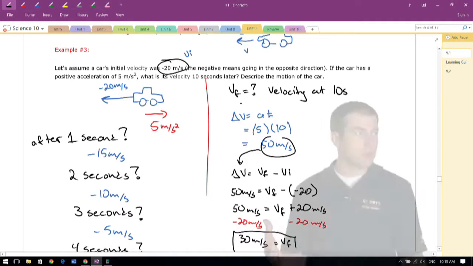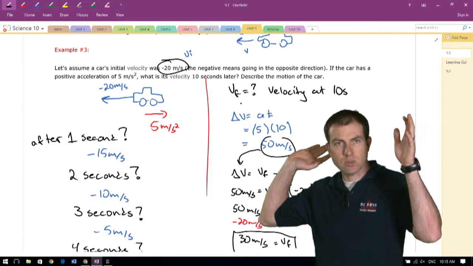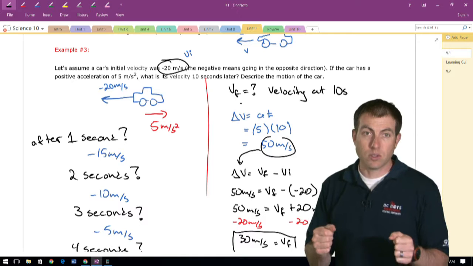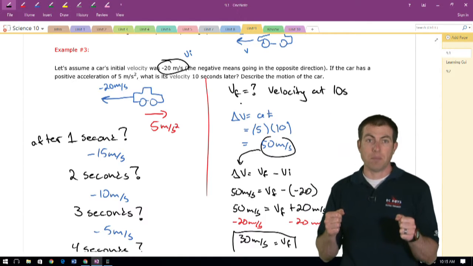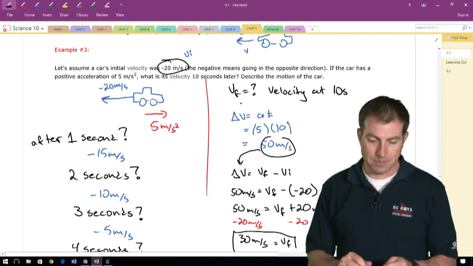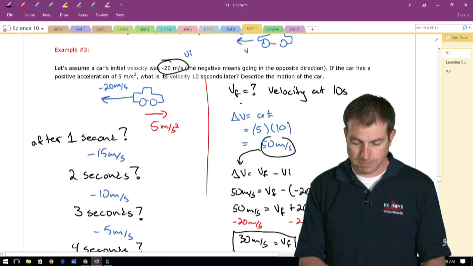So even though you started out going backwards, you had an initial velocity of negative 20, because your acceleration was positive, or in the forward direction, it means you're going backwards, you slowed down to a stop, and then you started to go forwards again. Kind of a trickier set of circumstances.